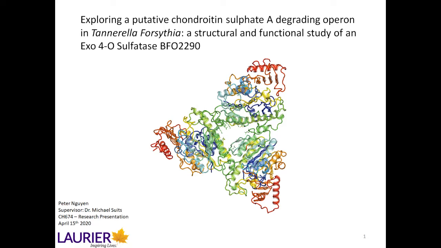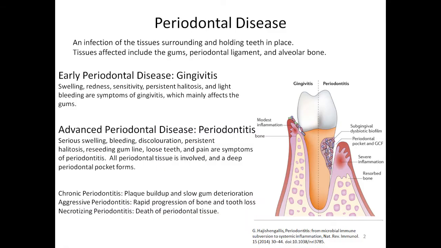Today I will be talking about my research on a putative chondroitin sulfate A degrading operon from Tannerella forsythia. The reason I'm studying this protein is because of periodontal disease, which is an infection of the tissues surrounding and holding onto teeth, including gums, periodontal ligament, and alveolar bone.